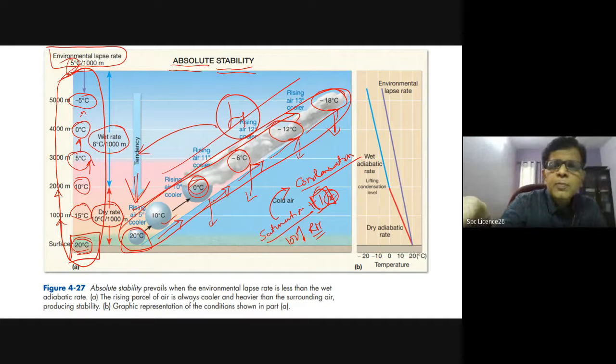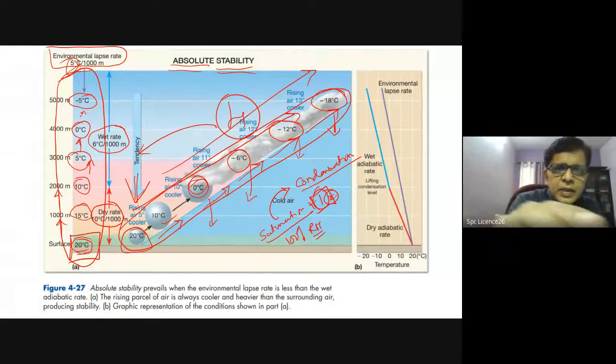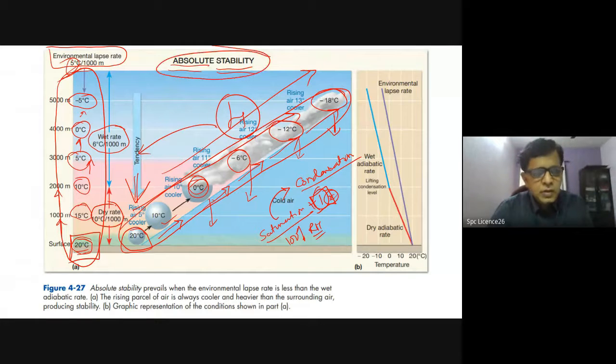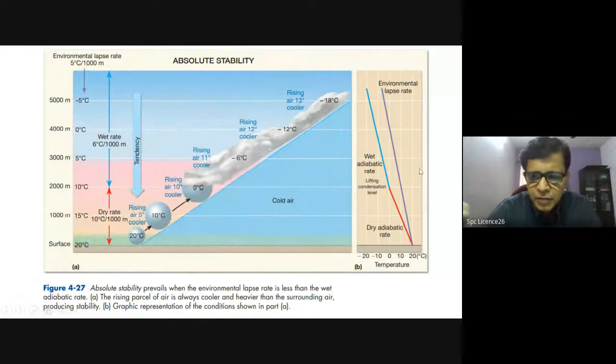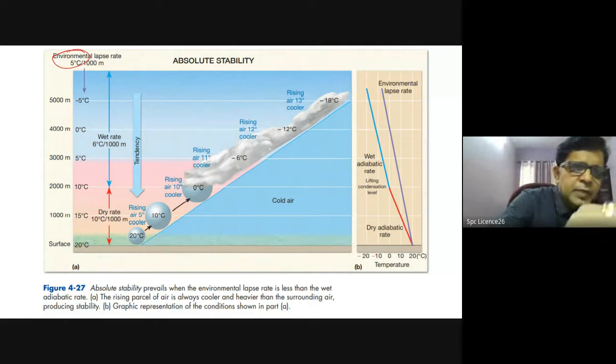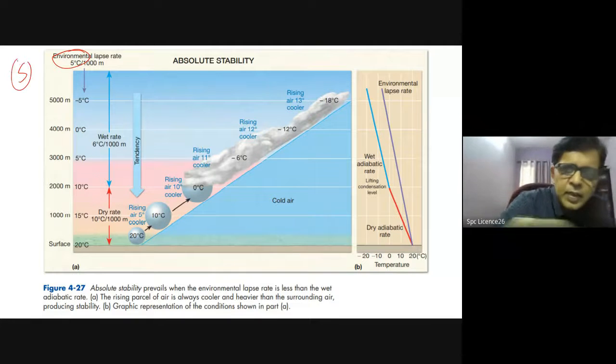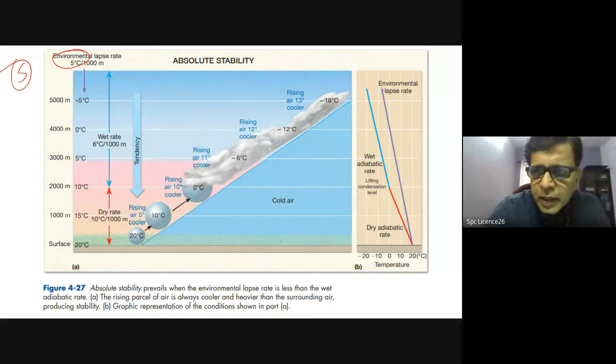Even though it will go up, you'll see that it will still remain heavy and there will be a tendency to roll back down. That's why this condition is called absolute stability. This is how it operates. Now, the same thing expressed in a graphical way. The environmental lapse rate is stable, and that is why you'll have a very clear line of the environmental lapse rate. This is that line.